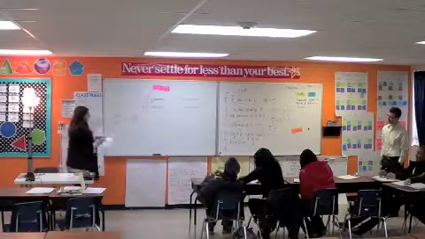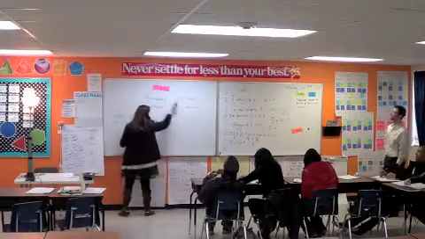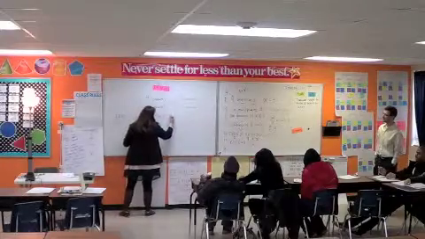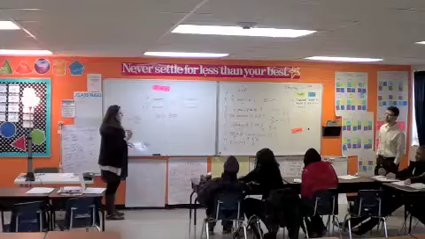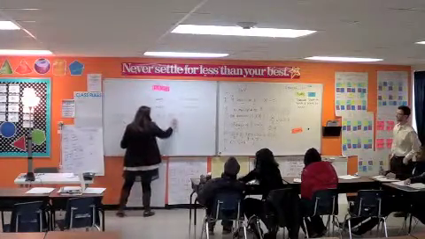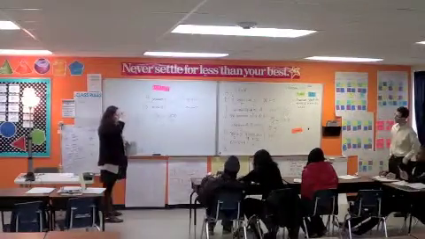Well, let's try cross multiplying. So I have 4x equals 300. How do I get that x alone? Divide. We'll divide 300 by 4.